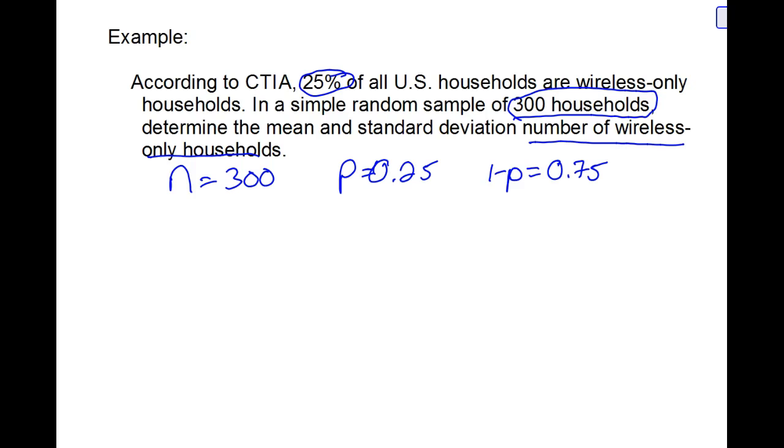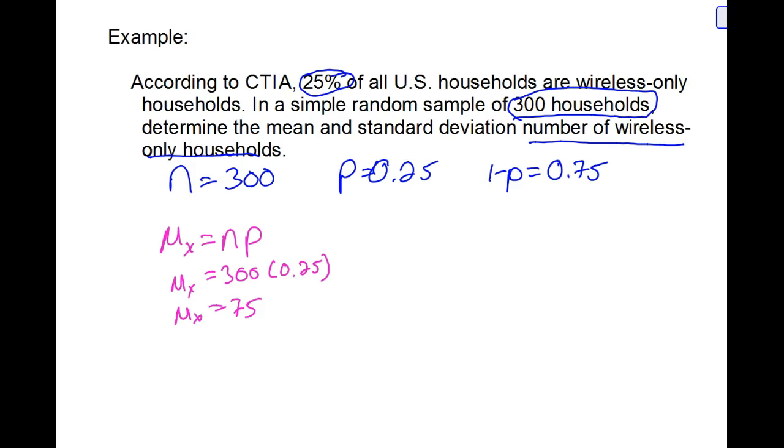So now, to find our mean, our mu sub x, that is equal to our n times our p, our number of trials times the probability of a success. So that's going to be 300 times 0.25. And if I take 300 times 0.25, that's going to give me that on average 75 households are wireless-only out of this sample of 300.